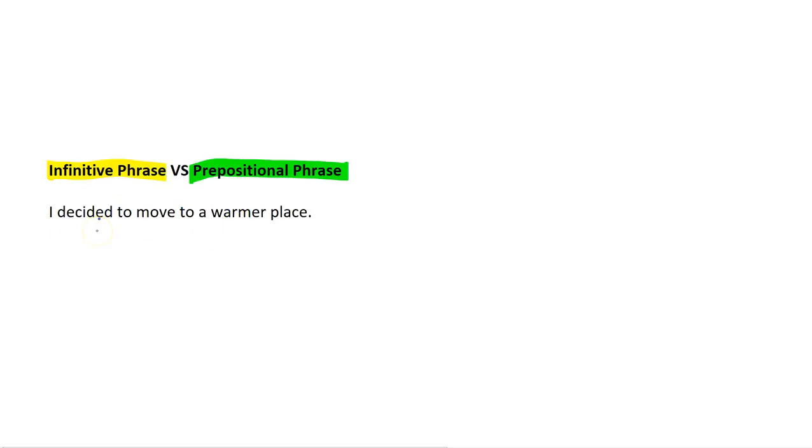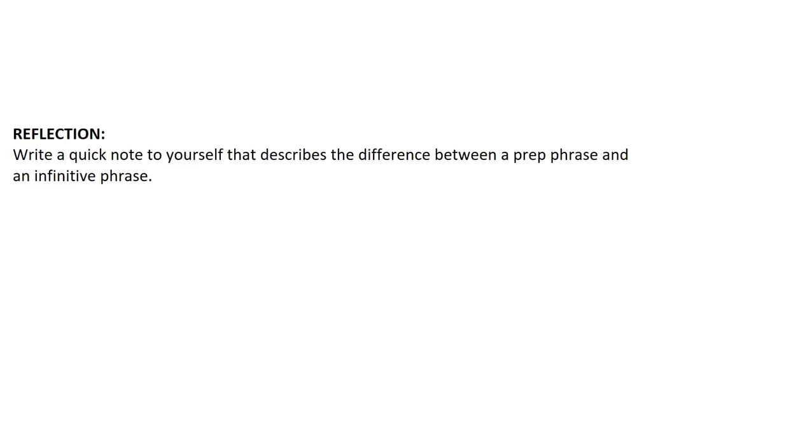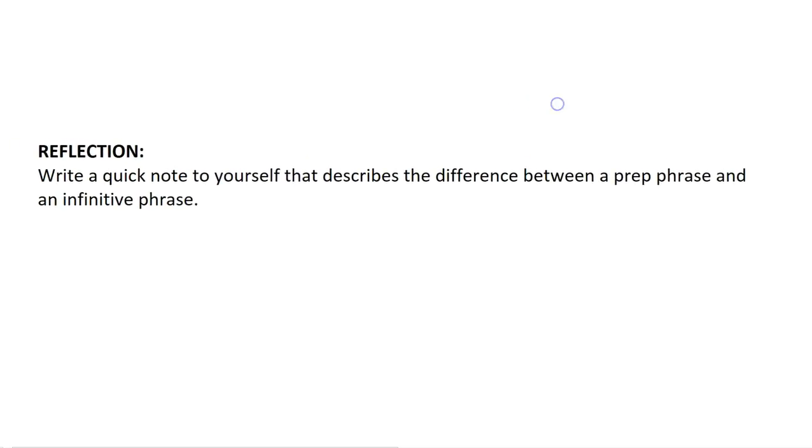To can be the beginning of a prepositional phrase. But if you're careful, you'll realize that to move is the infinitive, and then to a warmer place is a prepositional phrase. Now here's the key piece. The entire infinitive phrase is to move to a warmer place. The infinitive is to move, and the infinitive phrase is the entire thing. So you can have a prepositional phrase within an infinitive phrase. For reflection, write a quick note to yourself that describes the difference between a prep phrase and an infinitive phrase.